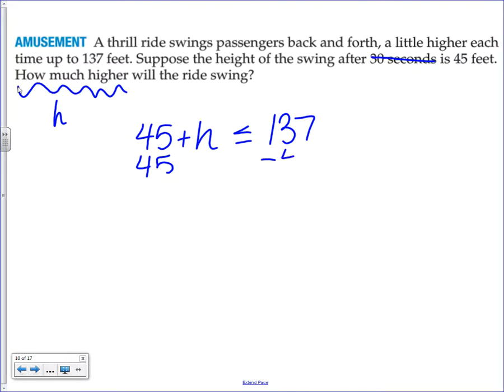Subtract 45. And Braden, what did you tell me that answer is going to be? 92. Okay, so what are you going to write me for a sentence here? Doesn't have to reach 92 feet. It could possibly go up 92 more feet. The ride could possibly go up 92 more feet. Can't go over 92, but it can go up to 92.